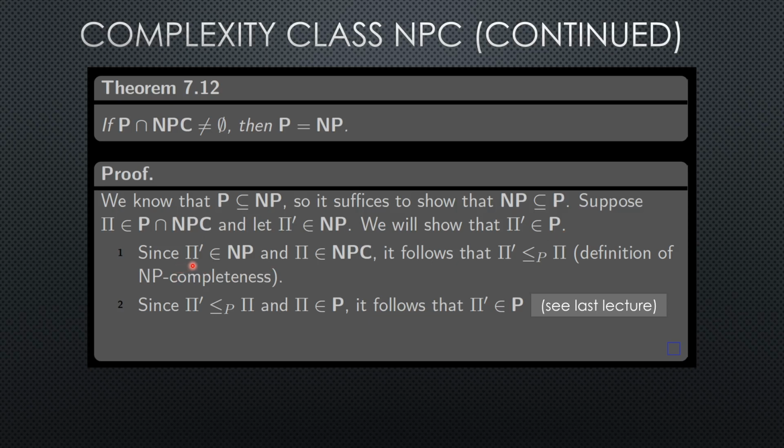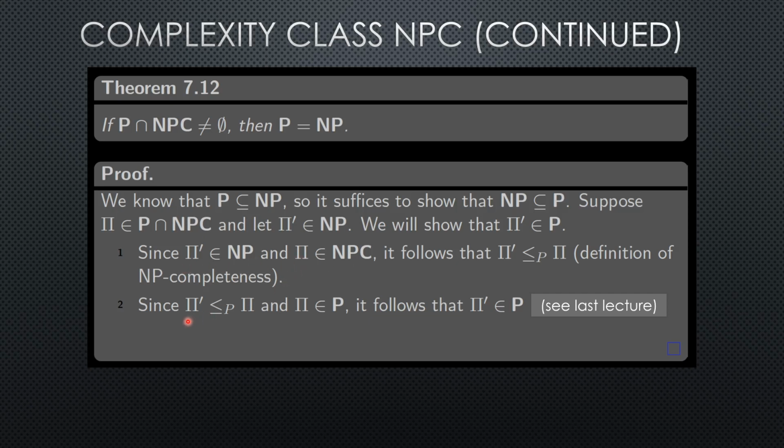Okay, so since pi prime is in NP, and pi is NP complete, it follows that we can transform an input to problem pi prime into an input to problem pi in polynomial time. That just follows from the definition of NP completeness. NP completeness says there's a polynomial time transformation from every problem in NP to this NP complete problem. So there is this transformation from pi prime to pi.